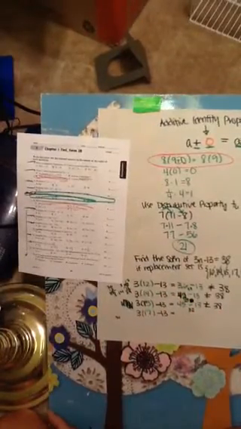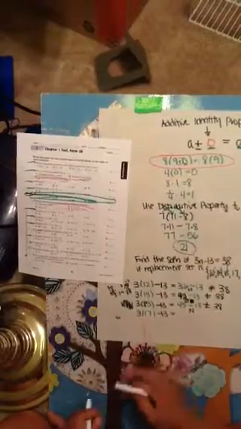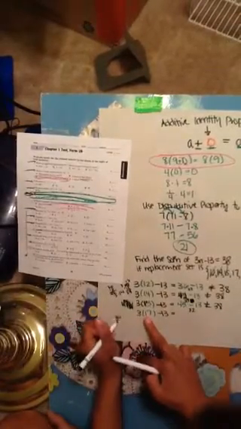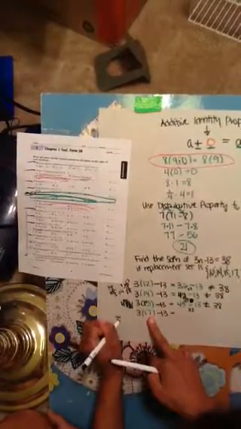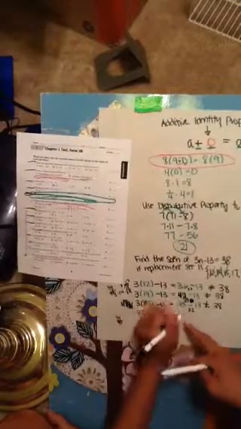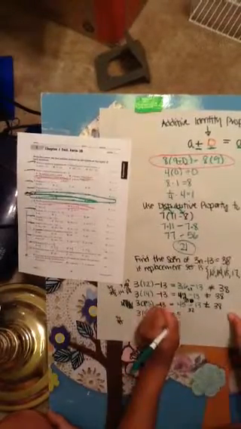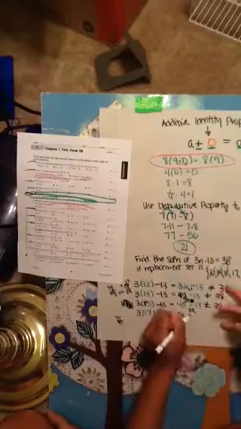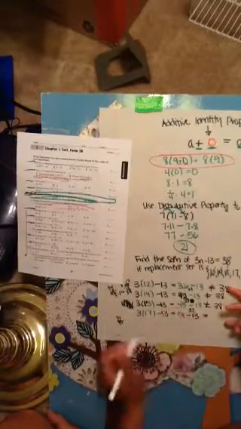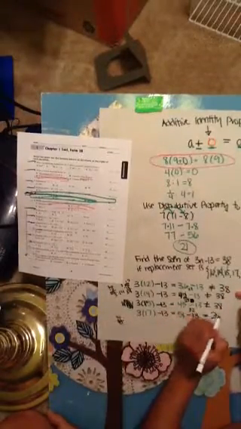Alright, going back to 3 times 17. 3 times 10 is 30. 3 times 7 is 21. So this is going to be 51. 51 minus 13. Does it equal 38? That's the good question here.